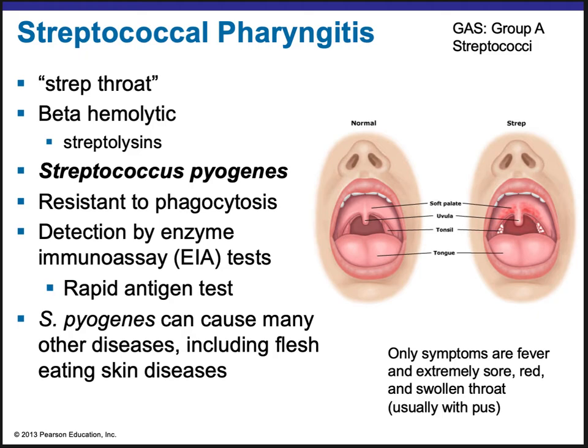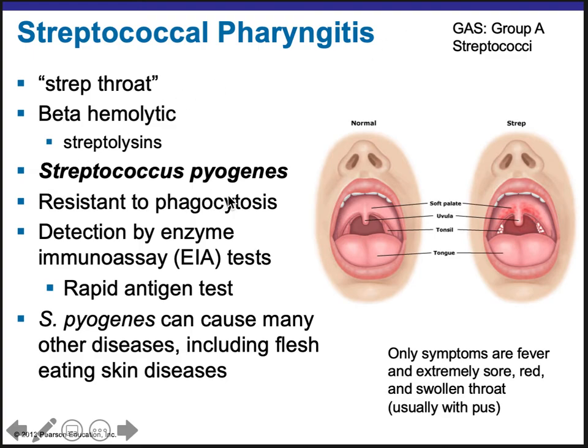Let's finish up talking about this slide. So beta hemolytic or beta hemolysis. This refers to the ability to completely break down a red blood cell on a blood agar plate. But it turns out it can actually break down any tissue. And that's why it can also cause flesh-eating skin disease if it gets into your skin. Okay.